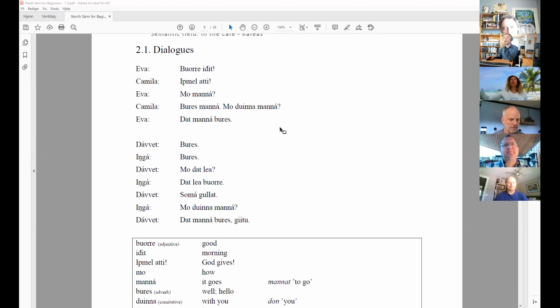And then I answer, puures manna. Well, it goes. Puures is this adverb meaning well. Good is puerre. Puerre and good are adjectives, but puures and well are adverbs. So when you want to describe how something goes, or when you want to describe a verb, it goes fine. Fine is also an adverb in that way.